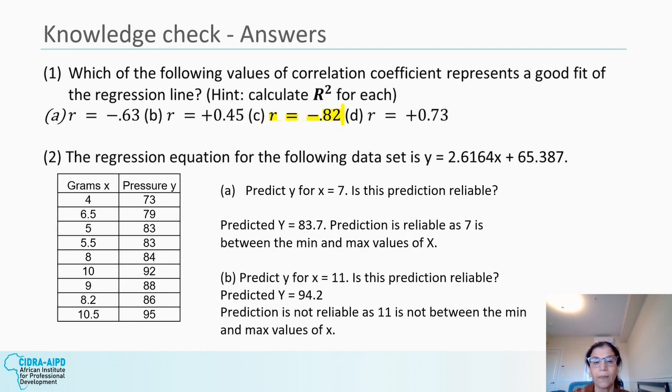For the first question, you must first calculate R square. Whichever number is very close to 1 represents a good fit. So your answer should be R is equal to negative 0.82.